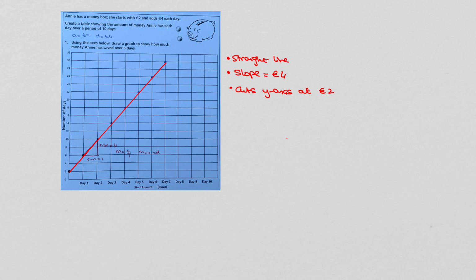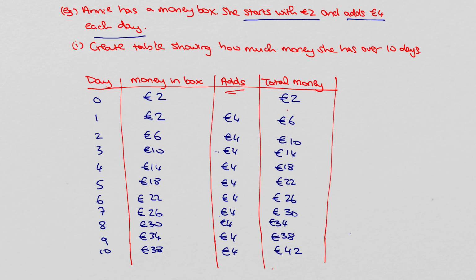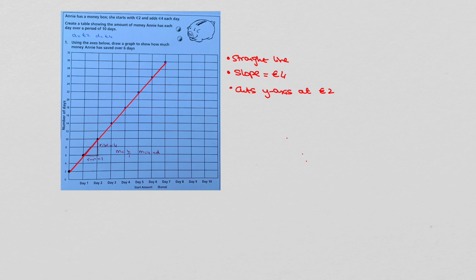Then if we were to do out a sequence, the pattern representing this graph, and we go back to our numbers there, we can see we started with 2. Then we added 4.